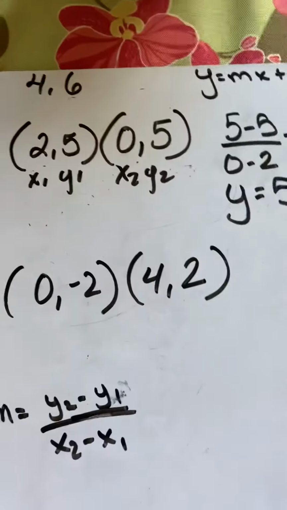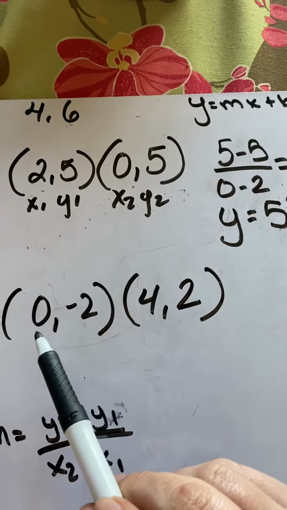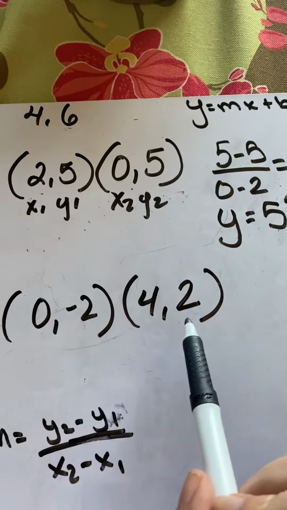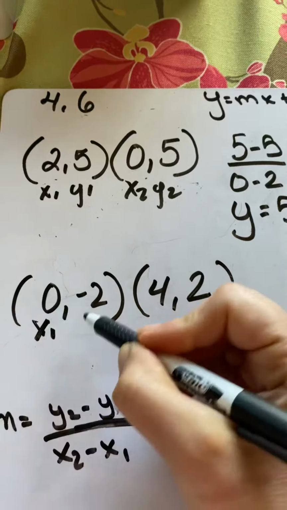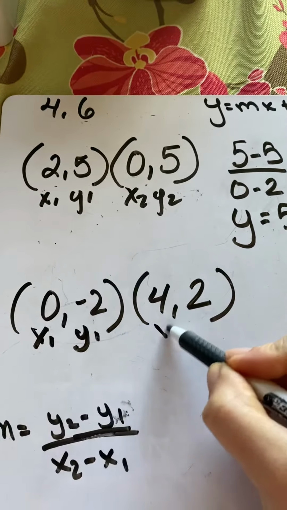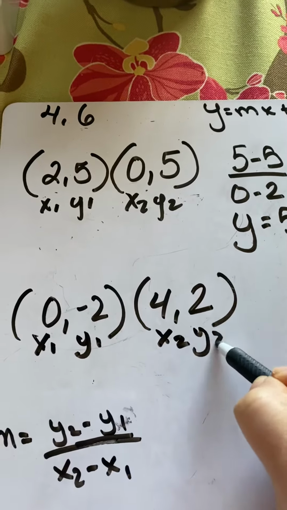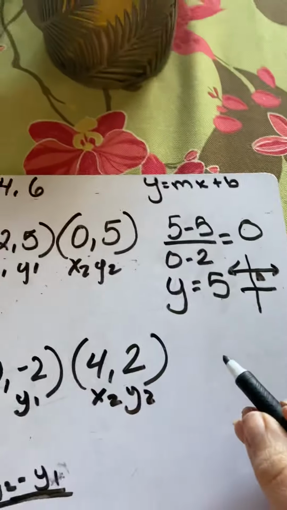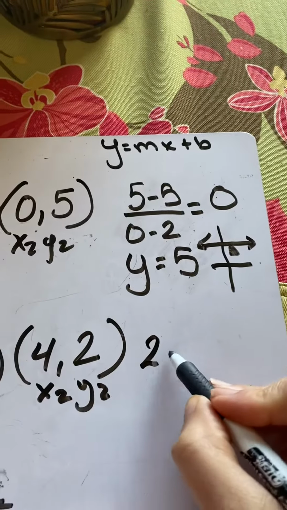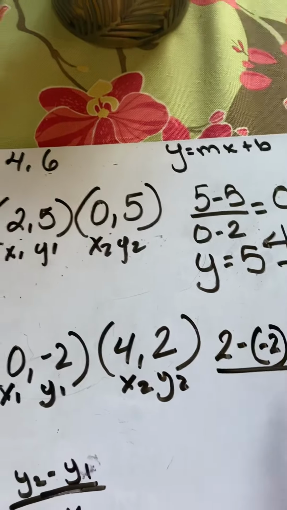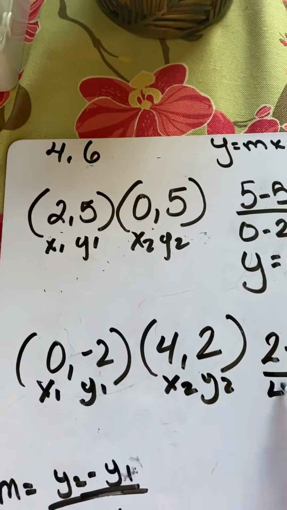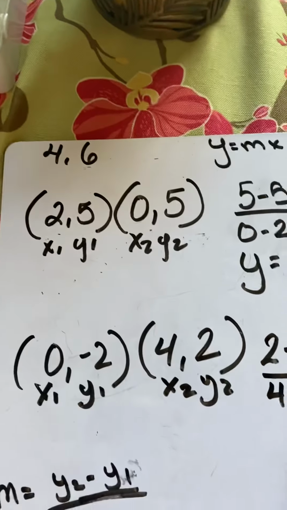Okay, another example here. I have 2 points, 0, -2, and 4, 2. I'm going to use the slope formula again, so I need to identify my x1, y1, x2, y2. Okay, I'm going to put that into the formula. So I'm going to do 2 minus -2. And for my x's, I'm going to do 4 minus 0.